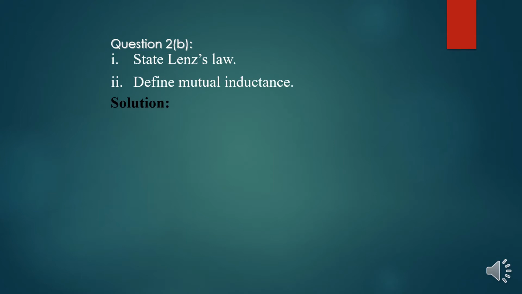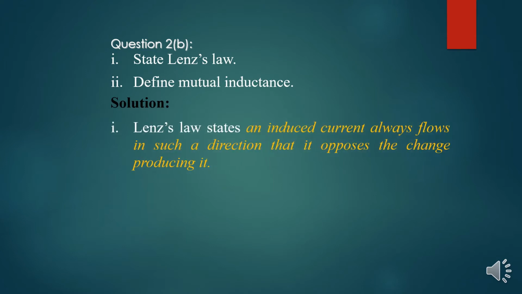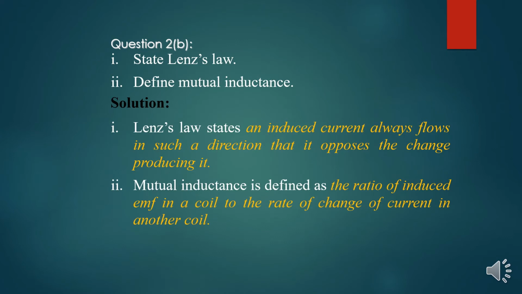Okay, for question number 1, Lenz's law states that an induced current always flows in such a direction that it opposes the change producing it. And then for question number 2, mutual inductance is defined as the ratio of induced EMF in the coil to the rate of change of current in another coil.